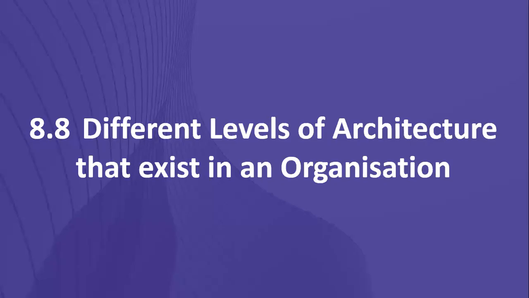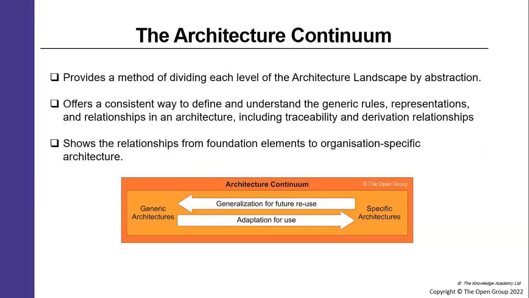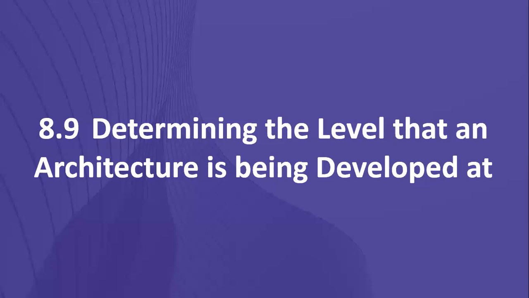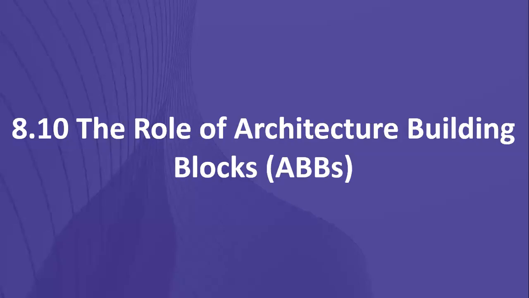Okay, now next one. The same thing here, strategic, segment and capability we discussed. Next one, continuum we discussed. A single page is given for architecture continuum. Covered enterprise continuum. Now enterprise landscape with an architecture project. Now we covered this also briefly. We didn't get into details of that. Now, for example, what is the difference between architecture building block and solution building block?